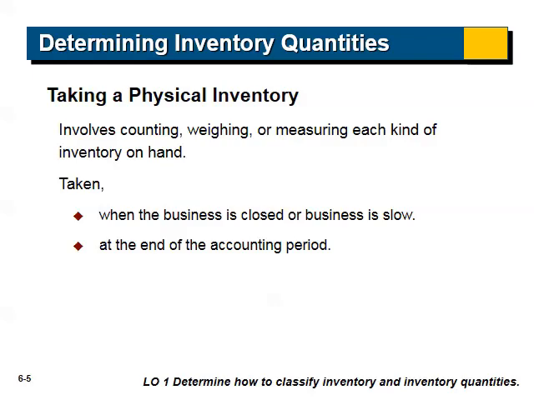Taking a physical inventory means counting, weighing, or measuring each kind of inventory on hand, going out into the warehouse, going out wherever your inventory is, counting it. You normally do that when the business is closed or when business is slow, and it's done at or at least near the end of the accounting period.